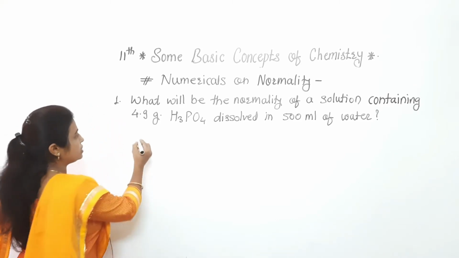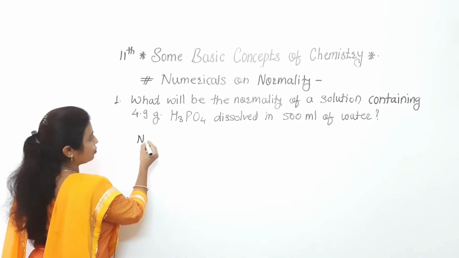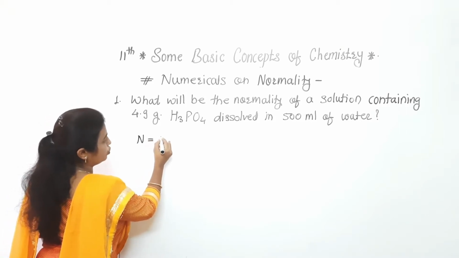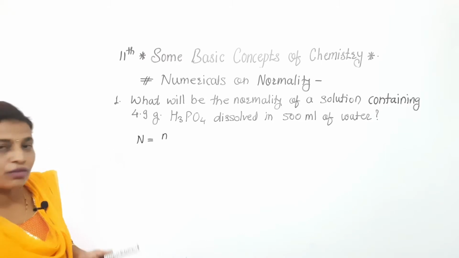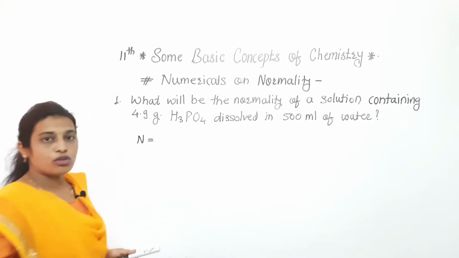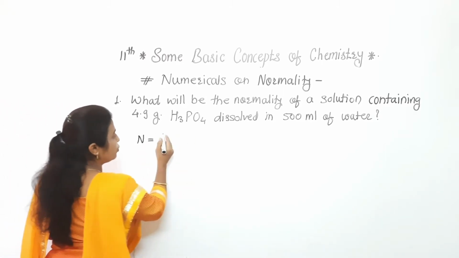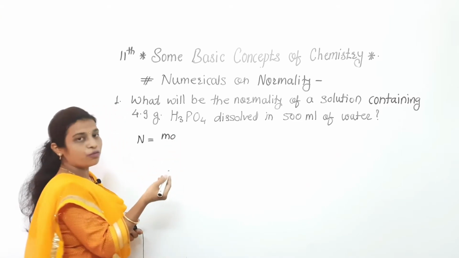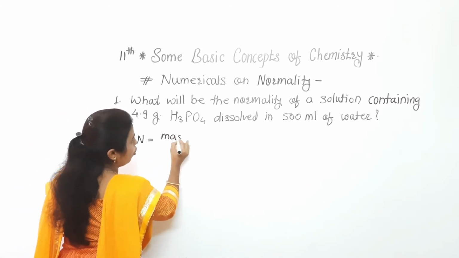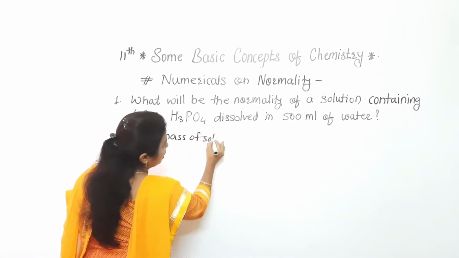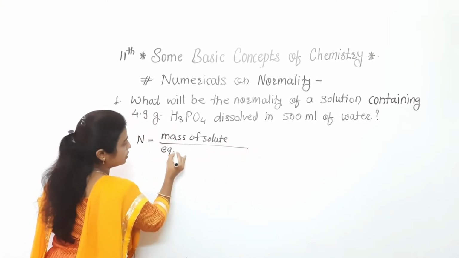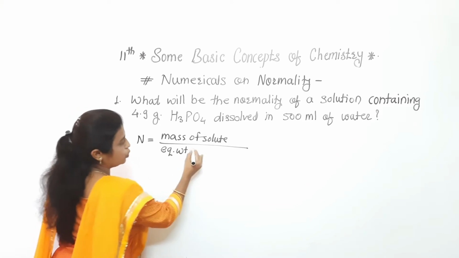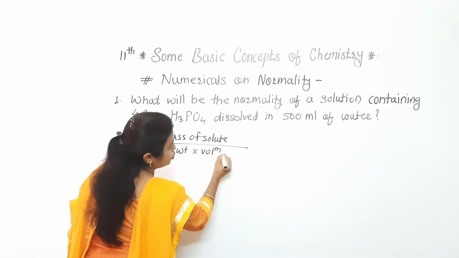That formula is the first one for the normality. Normality is equal to moles of solute. Instead of that we have to write here mass of solute, because for the molarity we have to consider the number of moles, but here mass of solute divided by gram equivalent, means here we have to consider the equivalent weight of the solute, and volume of solution.